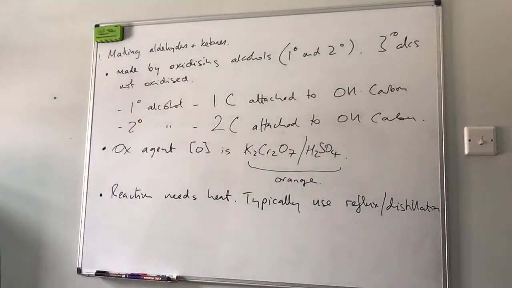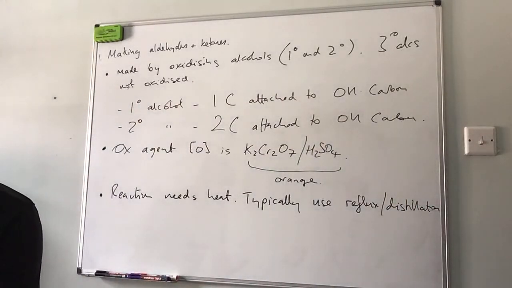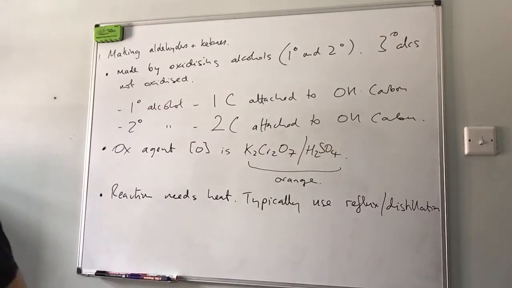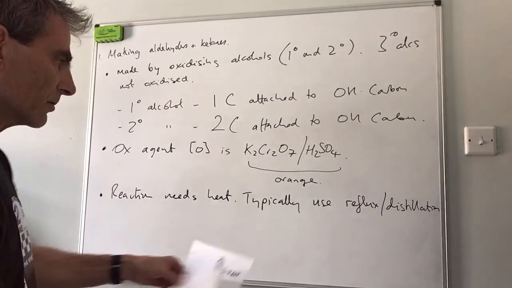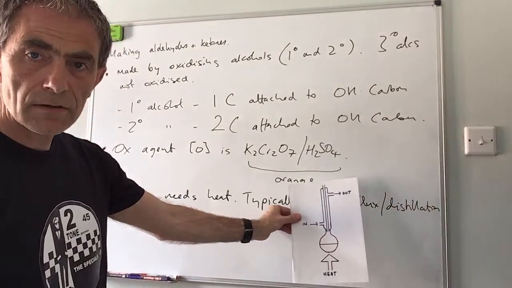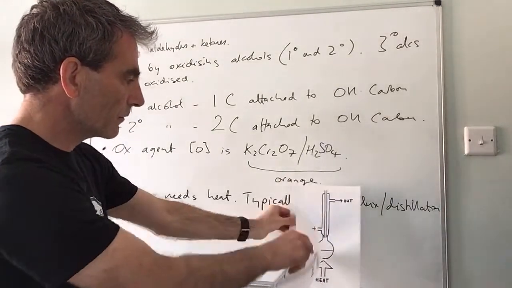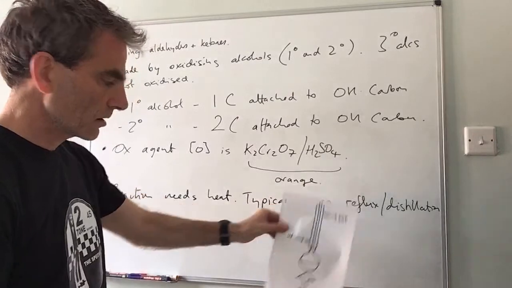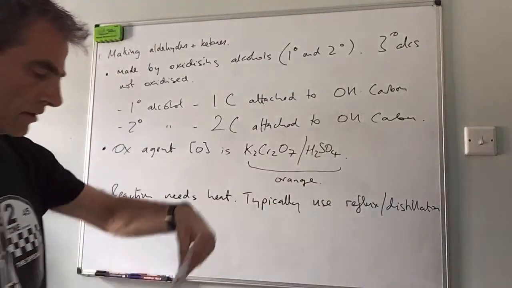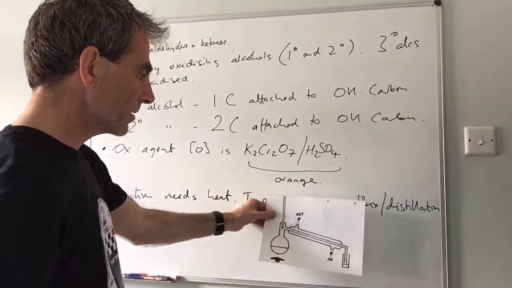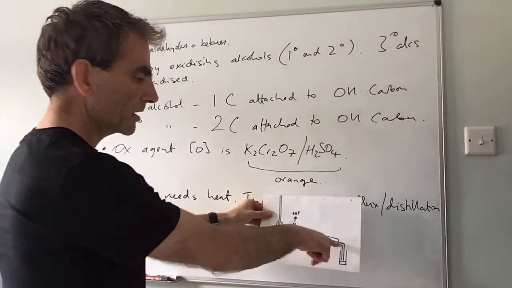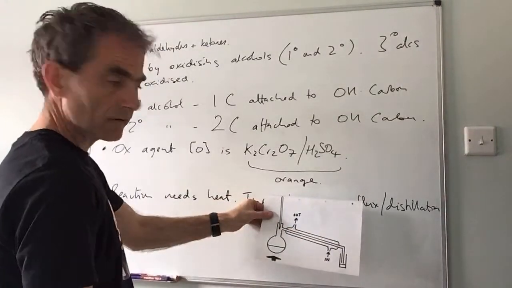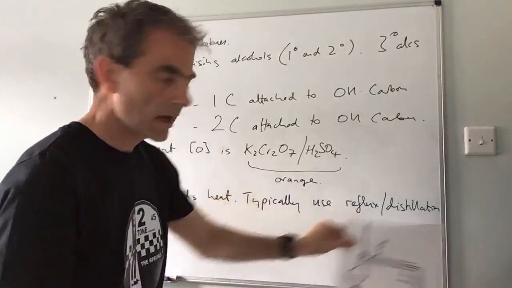I've just quickly drawn up what they look like, and we'll refer to these. Hopefully you can remember. Reflux looks like that, where your condenser is in a vertical position, and distillation, I'll use these again in a minute, is where your condenser is on a slant. So that's your distillation there.